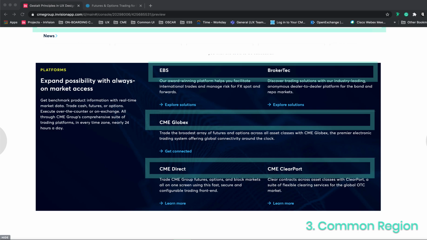Common headings. Proximity is also an excellent way to organize hierarchical elements. In this example, our different markets are grouped together in common headings, creating relationships, which makes scanning and finding information much easier, right? So these are products or different markets, and they're divided into different groups.